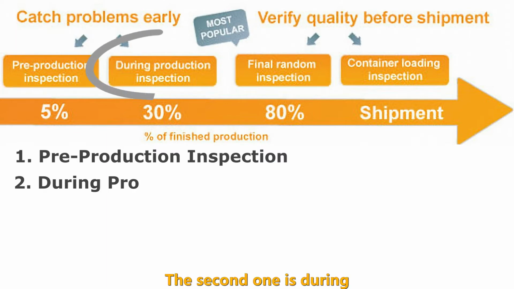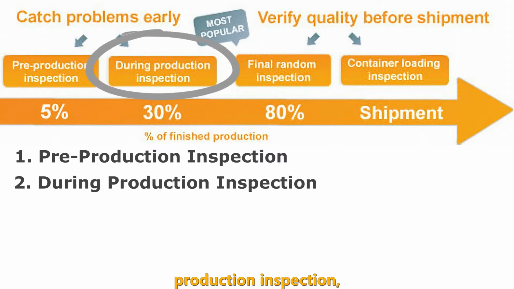The second one is during production inspection. During production inspection, also called DPI, also known as DUPRO, is a quality control inspection conducted while production is underway. This step is particularly useful for products that are in continuous production that have strict requirements and when quality issues have been found prior to manufacturing during an earlier PPI.